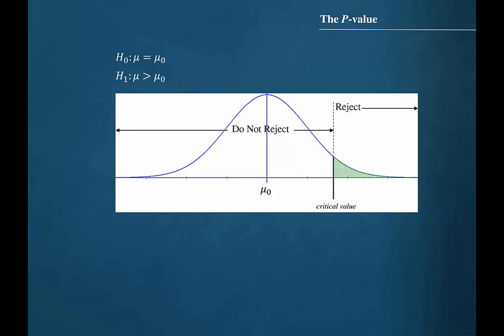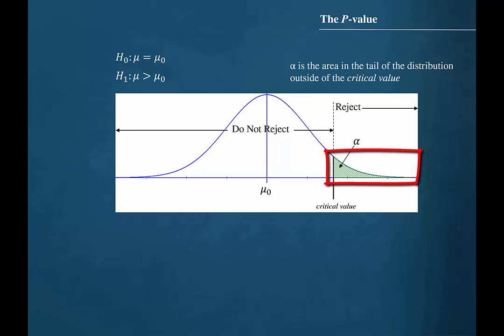The graph shows us the rejection region to the right of the critical value and the region to the left of the critical value where the null hypothesis would not be rejected. Alpha is the area in the tail of the distribution outside of the critical value. It is the probability of committing a type 1 error, which is to reject a true null hypothesis. So alpha is the area under the curve that is shaded in green.